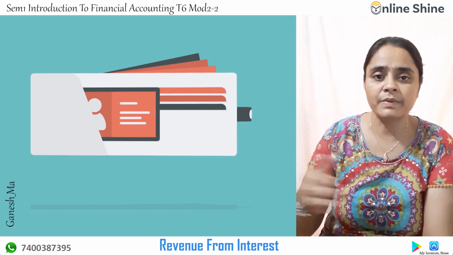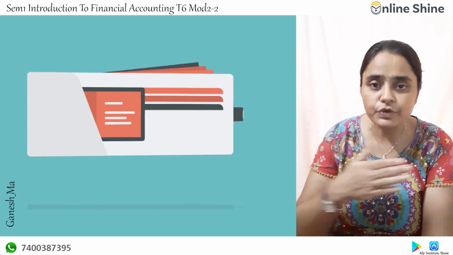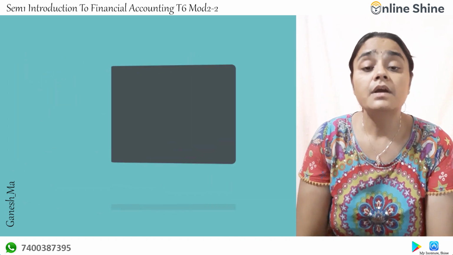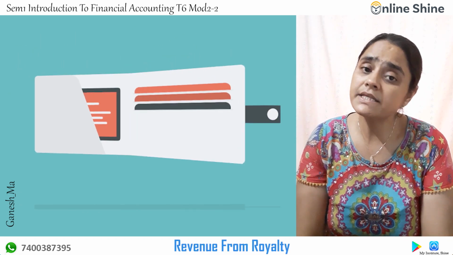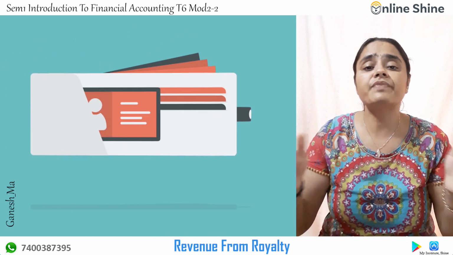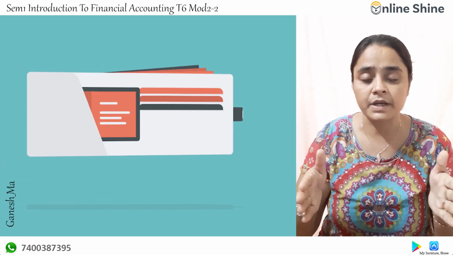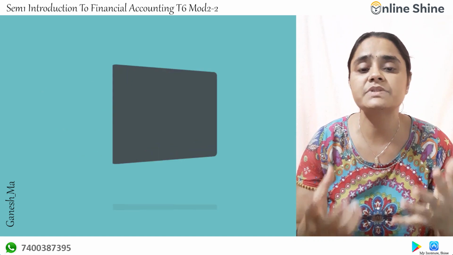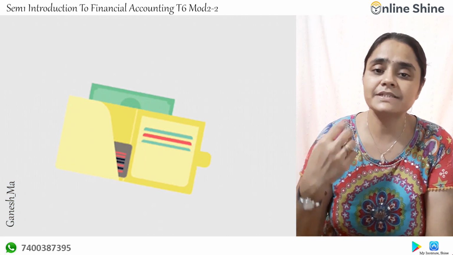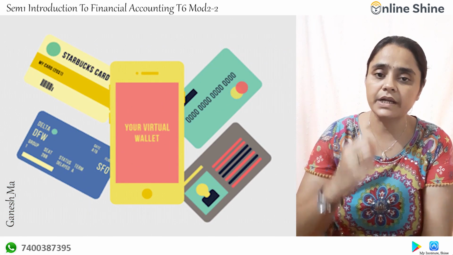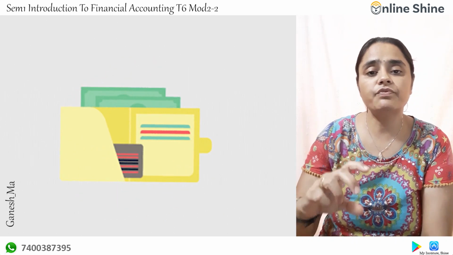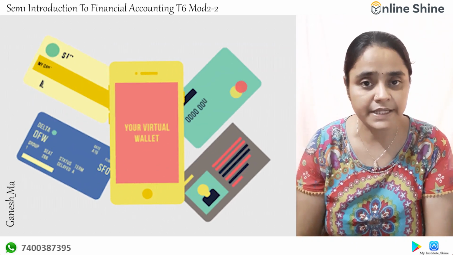1 month interest, 2 months interest, 3 months interest, 6 months interest, full year interest, on that basis. Revenue from royalty has to be determined based on the terms of the royalty agreement. Whatever style, terms or conditions are decided in the agreement for recognizing revenue, on that basis revenue from royalty will be decided.